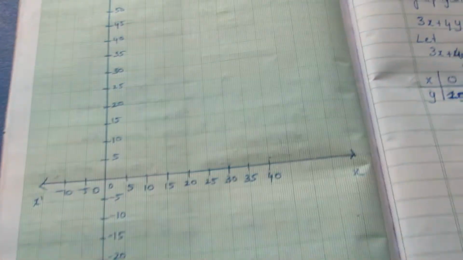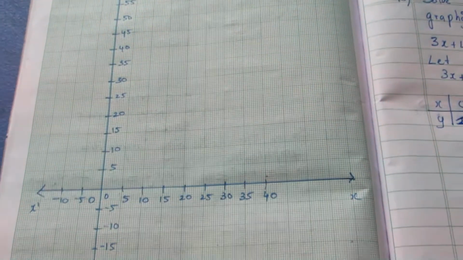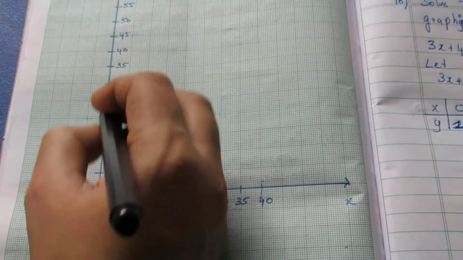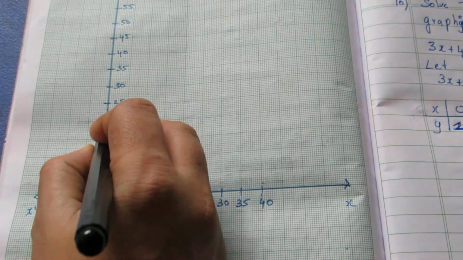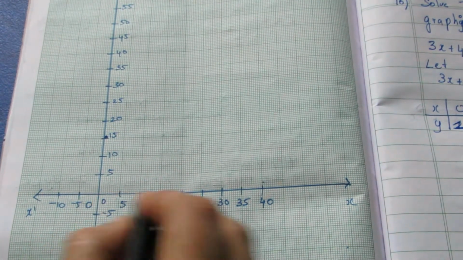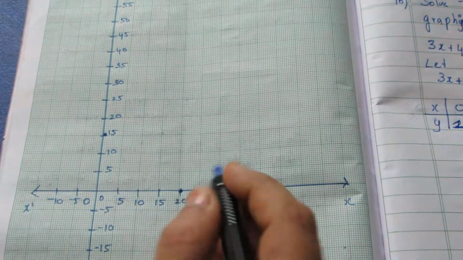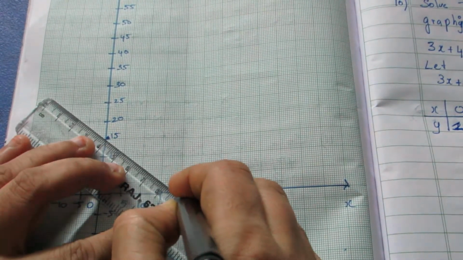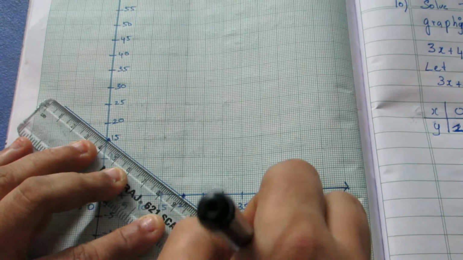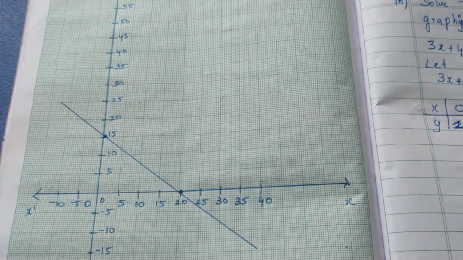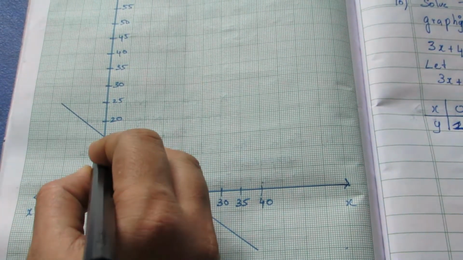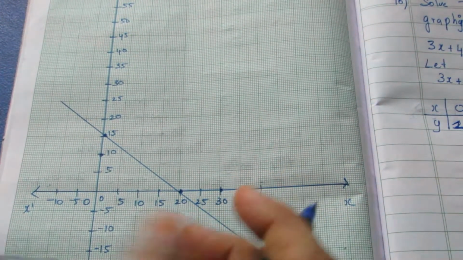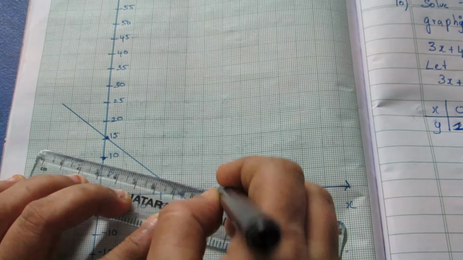I have taken the markings in multiples of 5. So 0 comma 15 is here. 20 comma 0 is here. This is the first linear graph. Now for the second one, 0 comma 10 and 30 comma 0. This is your second graph.